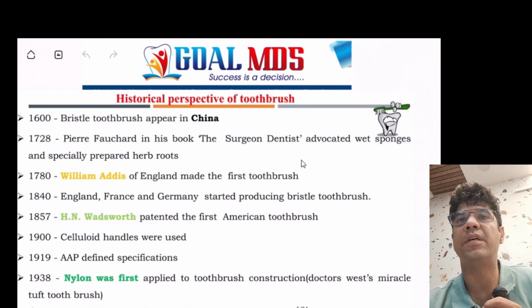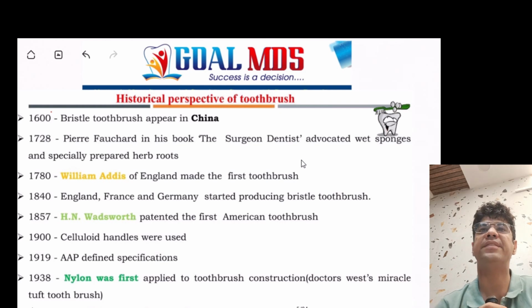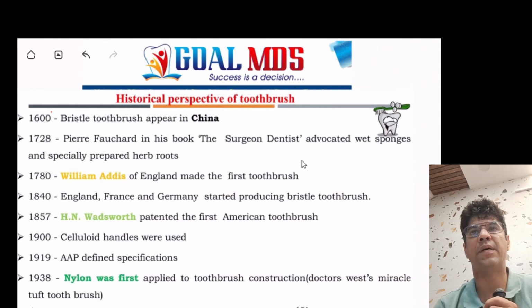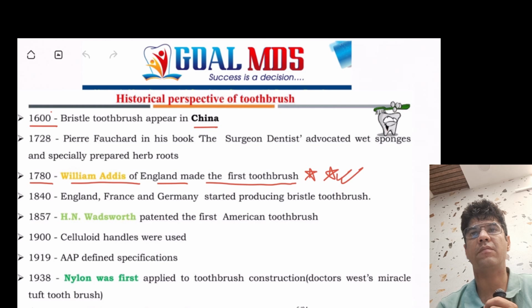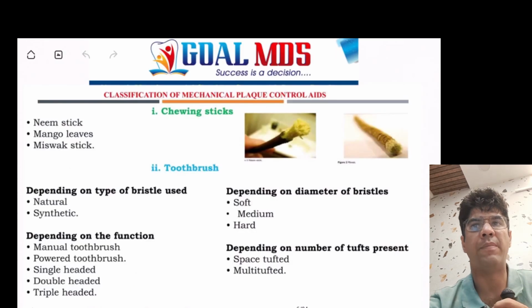The first is toothbrushing. So these are the various historical perspectives of the toothbrush. Remember it for your entrance exam. Few important points that you have to remember: the bristle toothbrush appeared in China in 1600, and in 1780 William Eddies of England made the first toothbrush. So remember all these points from the exam point of view.